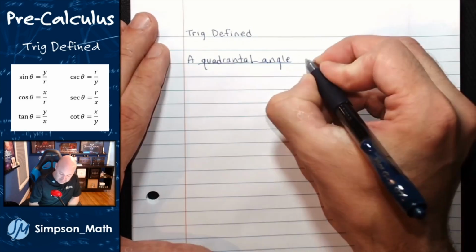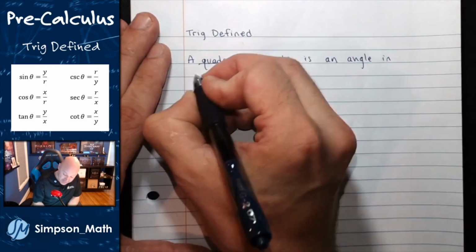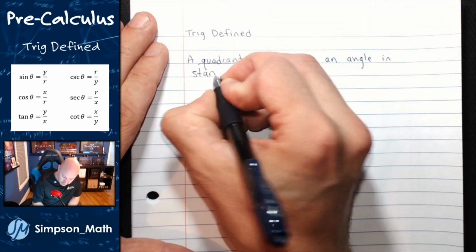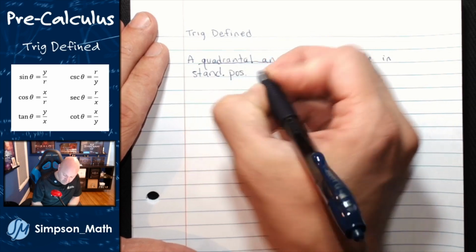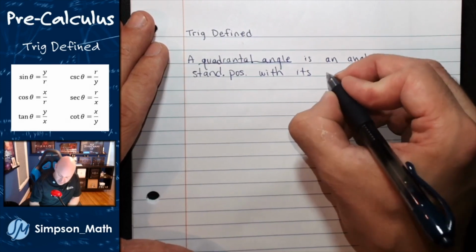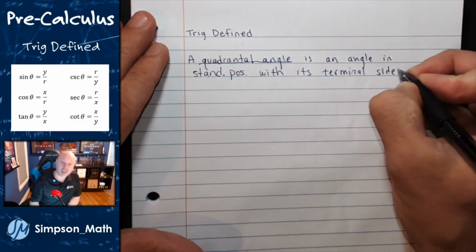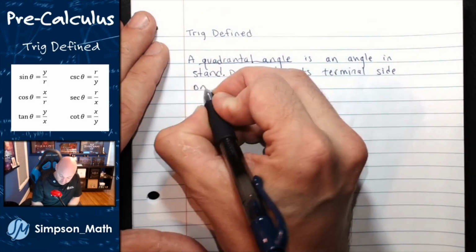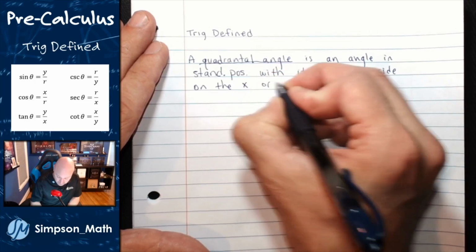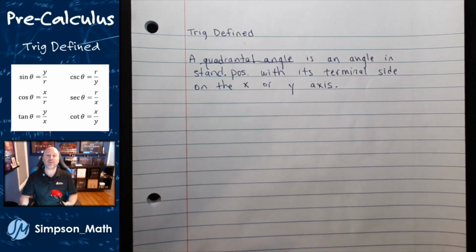A quadrantal angle is an angle in standard position with its terminal side on the x or y axis. So can you think of any example angles where their terminal sides lie on one of the axes?